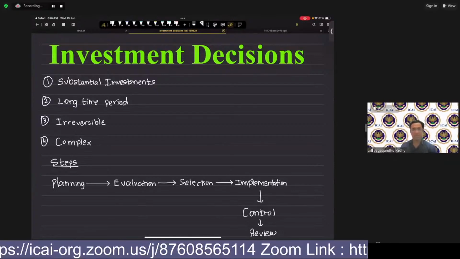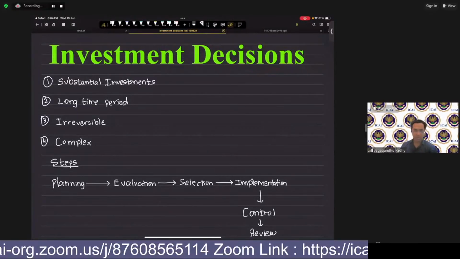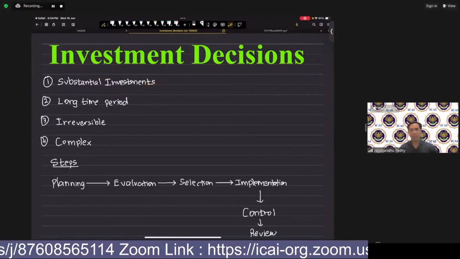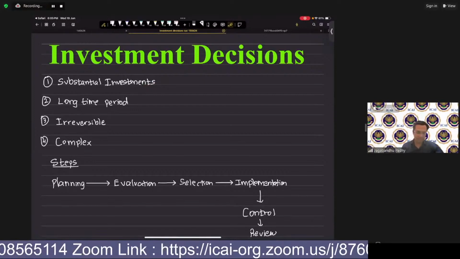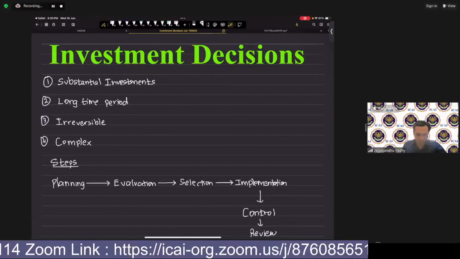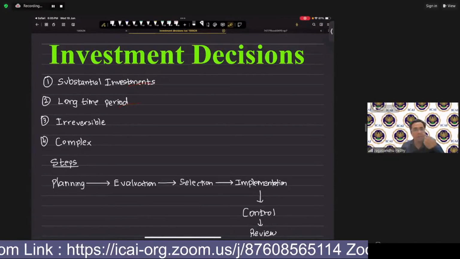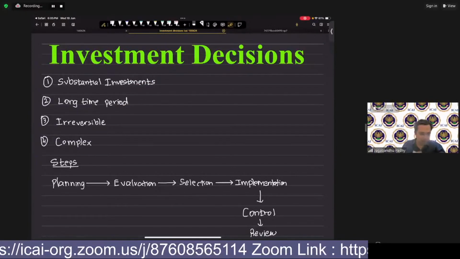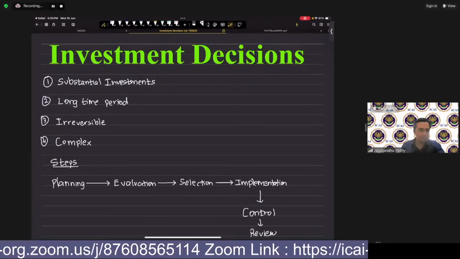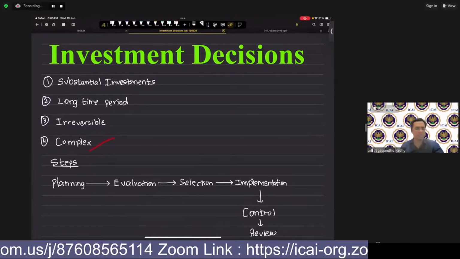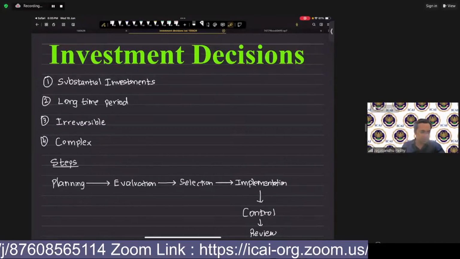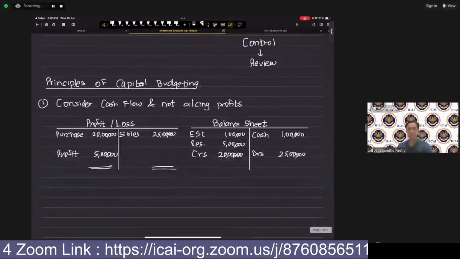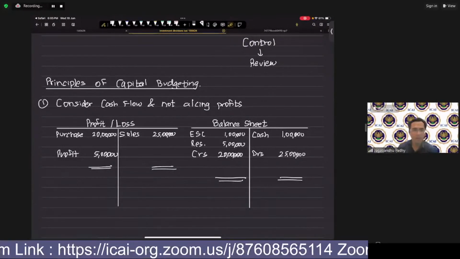We have revised the investment decision. We have seen that there are certain issues with it. First up, be very careful when making the investment because it has certain characteristics. There is a certain amount of investment that goes into it, a long time period for which the amount is invested, and the decisions will be irreversible, and the decision making is also going to be complex. Then we have seen the steps in capital budgeting and some of the principles that we are looking at in capital budgeting.